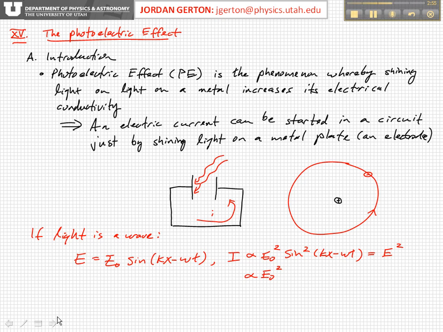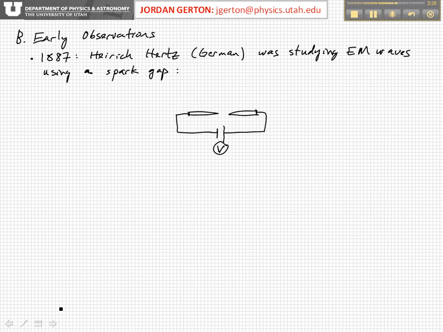Now, back in the late 1800s, people started to study this photoelectric effect, and they started to notice some interesting things that were hard to explain within the context of what they knew at the time. For example, Heinrich Hertz, a German, in 1887, was basically just studying electromagnetic waves. The term hertz, which is a frequency unit, an inverse second, was named after Heinrich Hertz. He wanted a way to make electromagnetic waves, a way to make light.